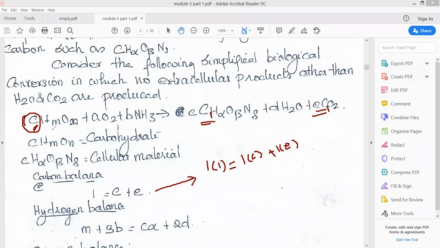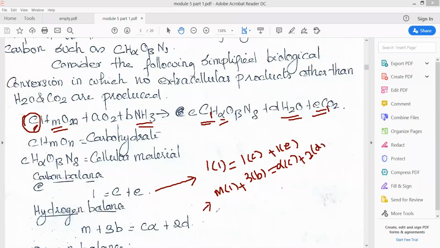And the next is the hydrogen balance. Here the number of hydrogen is m and the coefficient is 1, so m into 1, plus you have NH3 with 3 hydrogen, so 3 into b. Nowhere else is hydrogen present in reactants, is equal to, in products we have hydrogen, so alpha into c, plus 2 into d. Like this you should write the hydrogen balance.